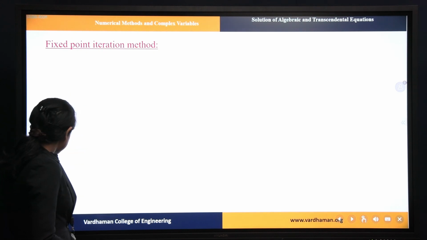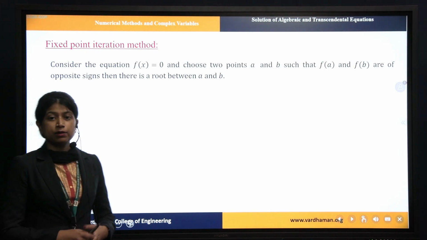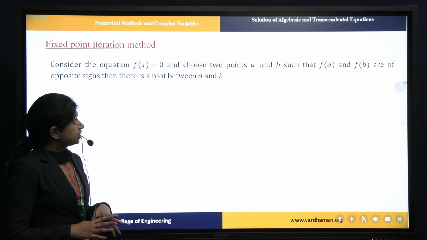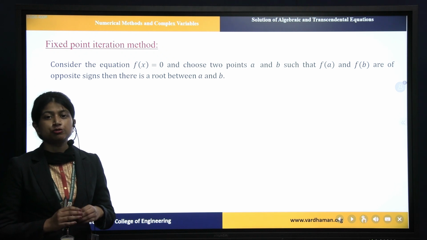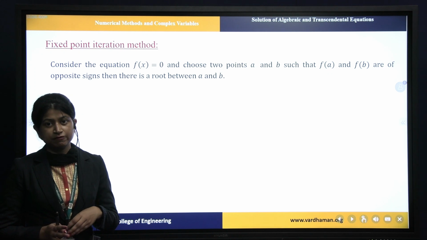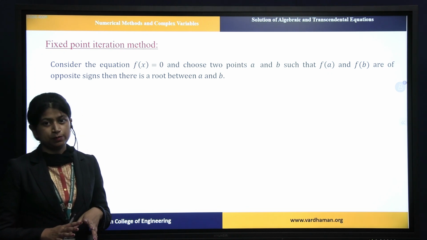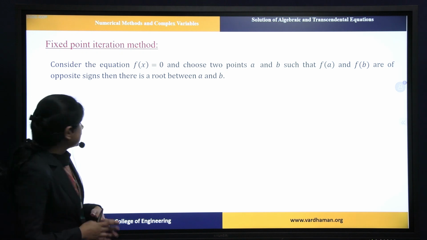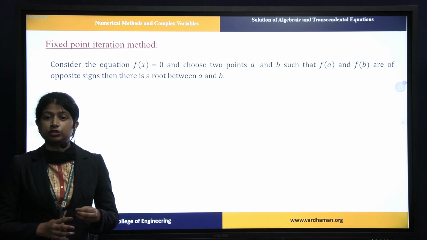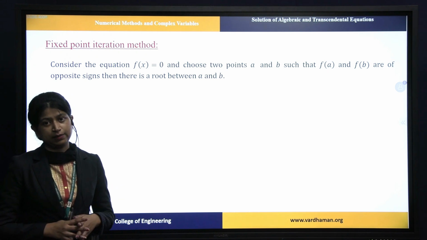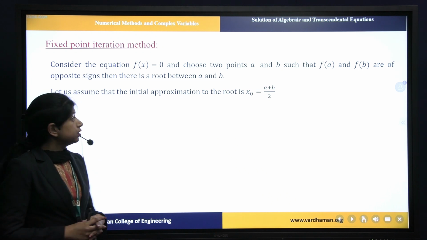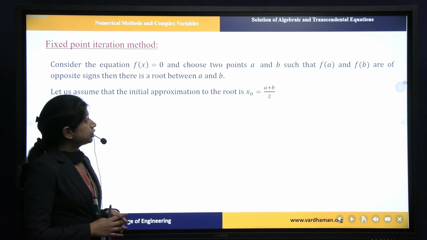For this method, we first consider the equation f(x) equal to 0 and we choose 2 points a and b such that f(a) and f(b) should be of opposite signs. So if f(a) is negative, then f(b) should be positive. If f(b) is negative, then f(a) should be positive. Then by intermediate value theorem, there exists a root between a and b.